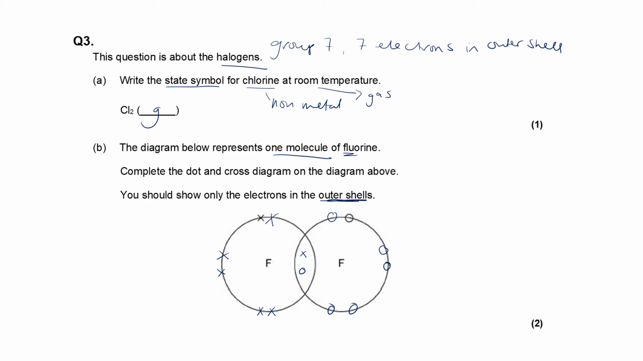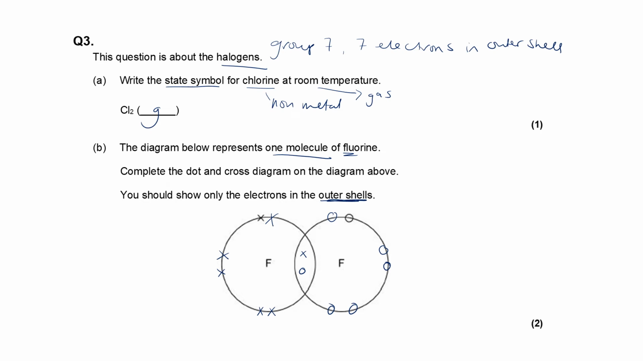Okay, because it's a halogen, it must have 7 electrons and it must share one with the other fluorine in order to have 8 stable in its outermost shell. So all I do is I draw 6 more electrons, making sure that one of them is in the overlap of the electron shell with the other fluorine, and I do the same but with dots instead of crosses.